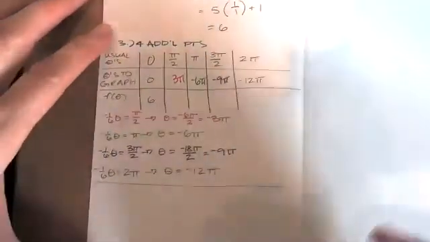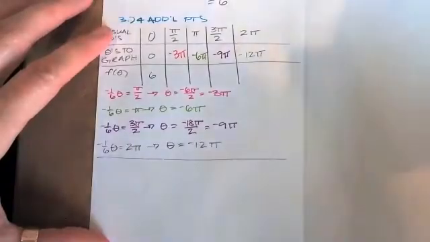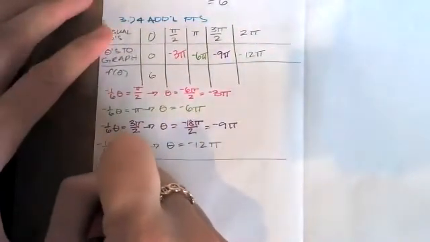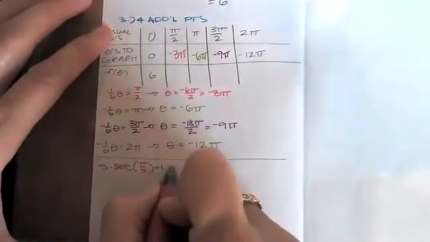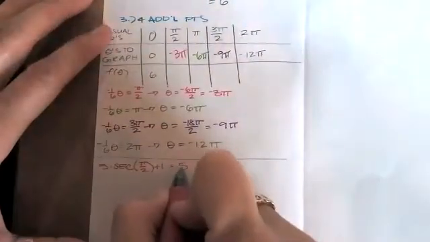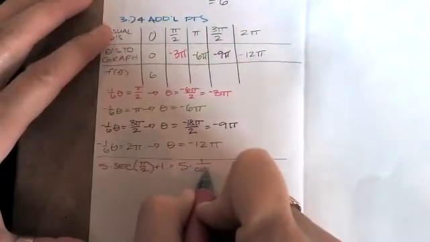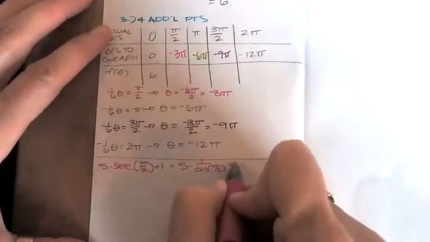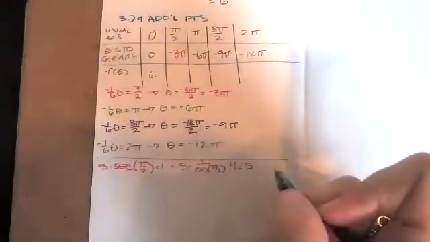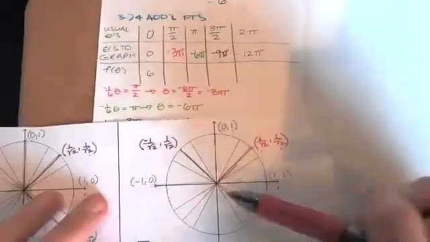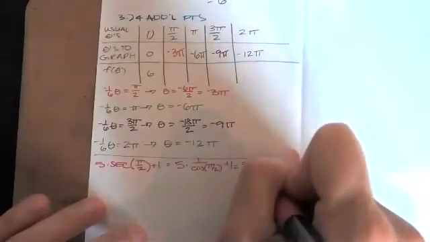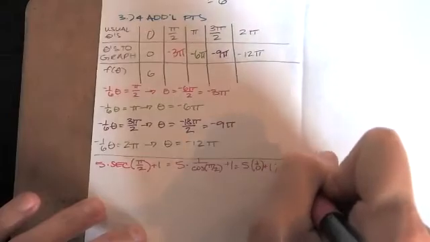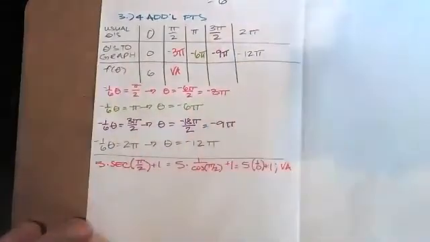And then the y coordinates. So this is 5 times the secant of pi over 2 plus 1. Because it's 1 over the cosine of pi over 2, we're going to have a vertical asymptote here. And here's why. This is pi over 2, and the cosine is 0. So 1 over 0 will be a vertical asymptote for sure. Does that make sense?